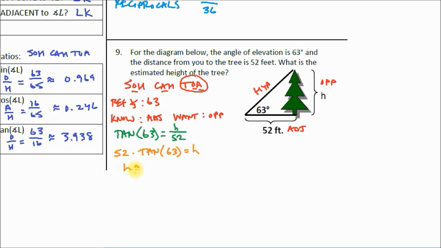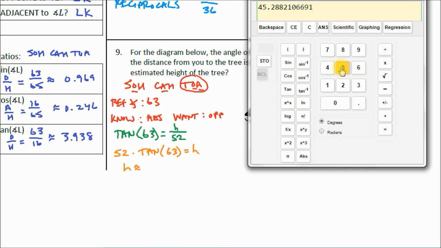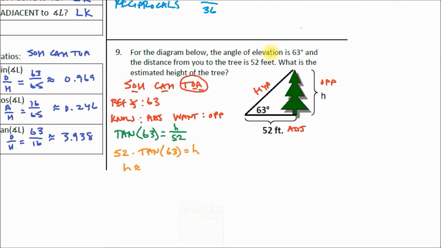And now we can plug this in our calculator. H is approximately 52 times tangent of 63. Let's press equal. We've got 102.05. Well, that 5 rounds the 0 up to 1. So 102.1 is approximately 102.1. And that's going to be in feet.